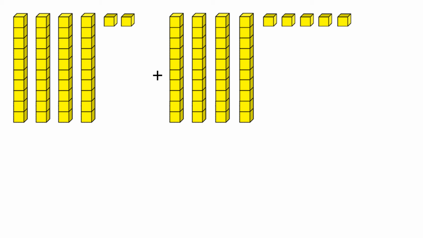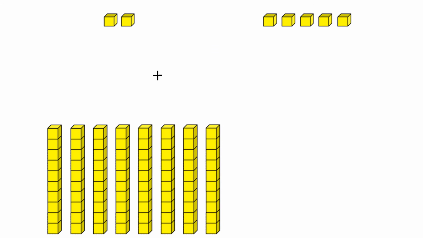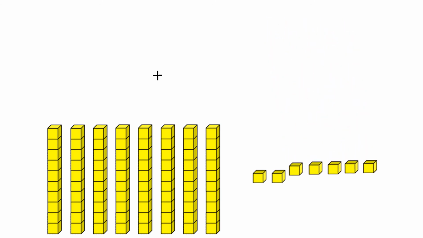So I've got 4 tens and 4 more tens. Altogether that is 8 tens. Then I'm going to add my ones. 2 add 5 is 7. So now I have 8 tens here, or 80, and 7 here. So I've got 87, which means that 42 add 45 is 87.